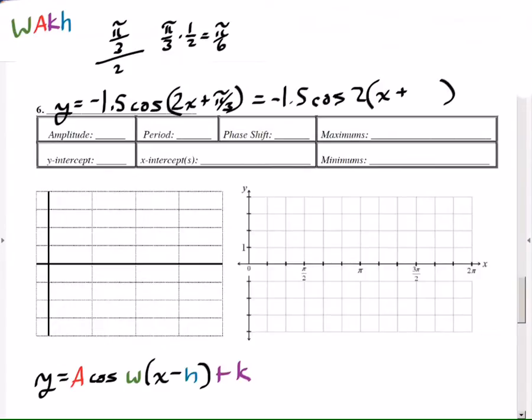Oh, so that changes our h. We get to see the true h now. The true h is pi over 6. So now, let's go through our WAkh.